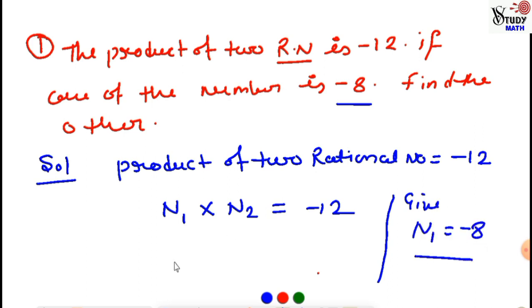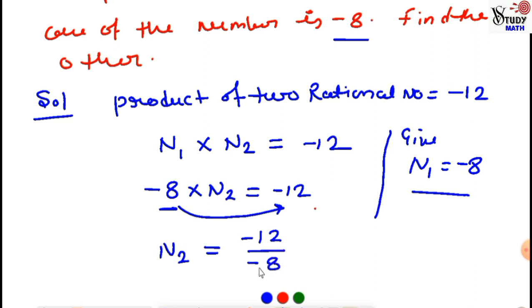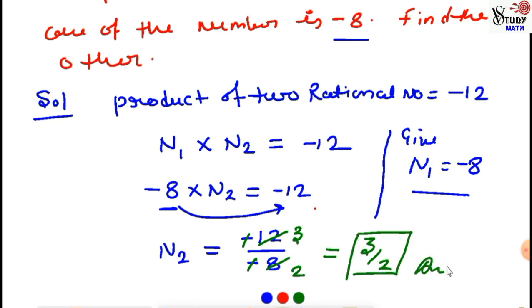Now put this value here. So we have negative 8 multiply n2 is equal to negative 12. Now this negative 8 is in multiplication. When it goes to the right hand side, it will be in division. So we can write n2 is equal to negative 12 by negative 8. The negative sign cuts the negative sign in numerator and denominator, and 4 2s are 8 and 4 3s are 12. So n2 will be 3 by 2, and this is the answer of this question.